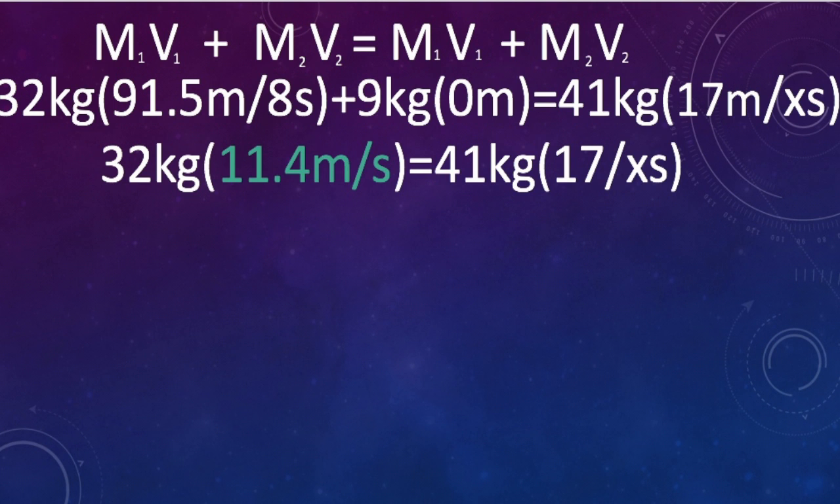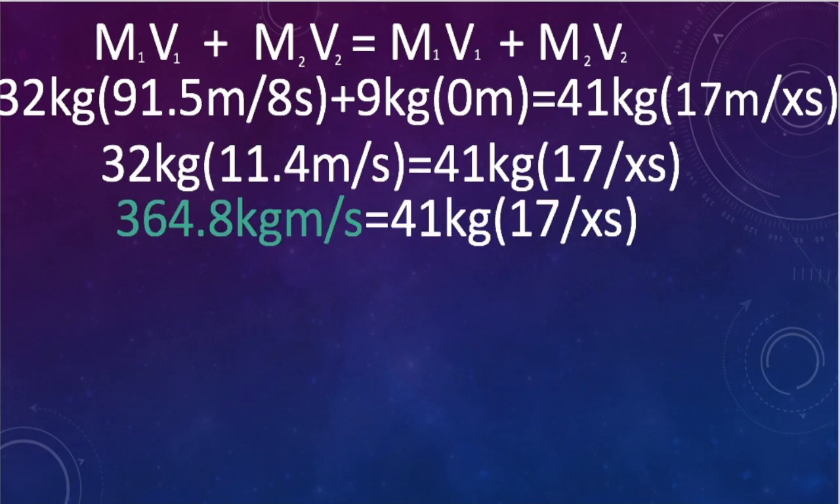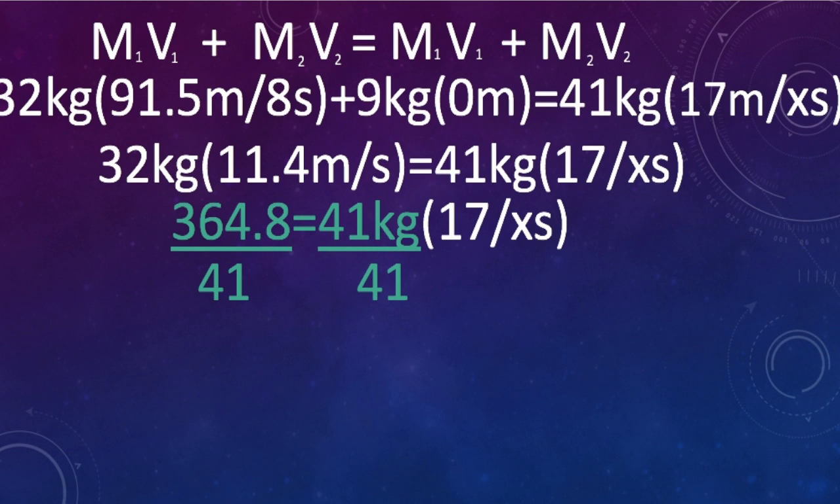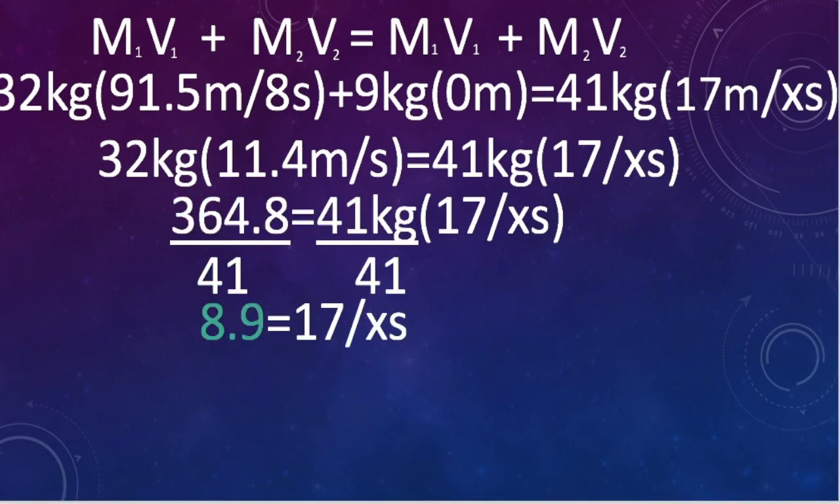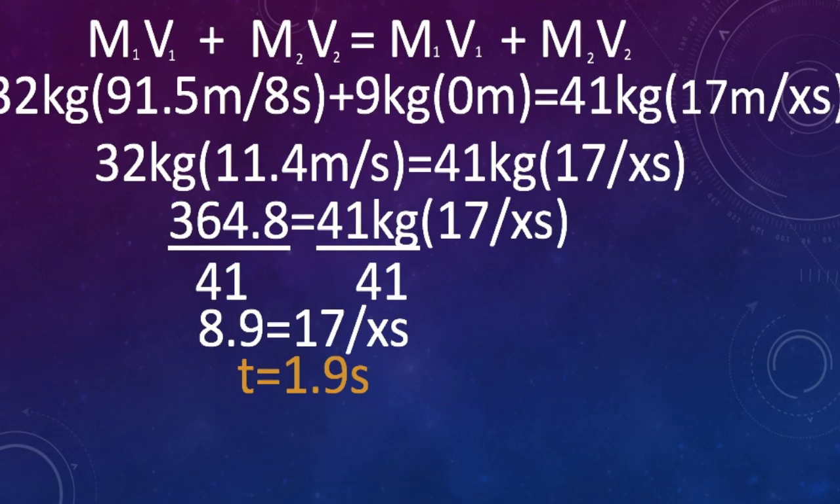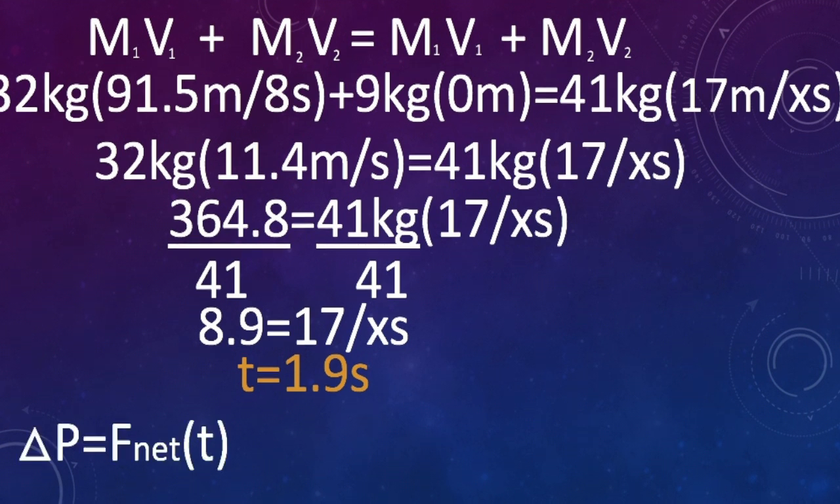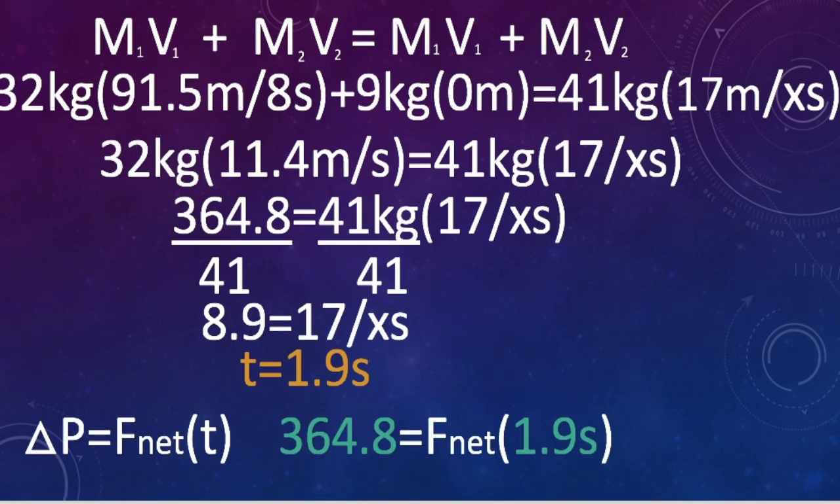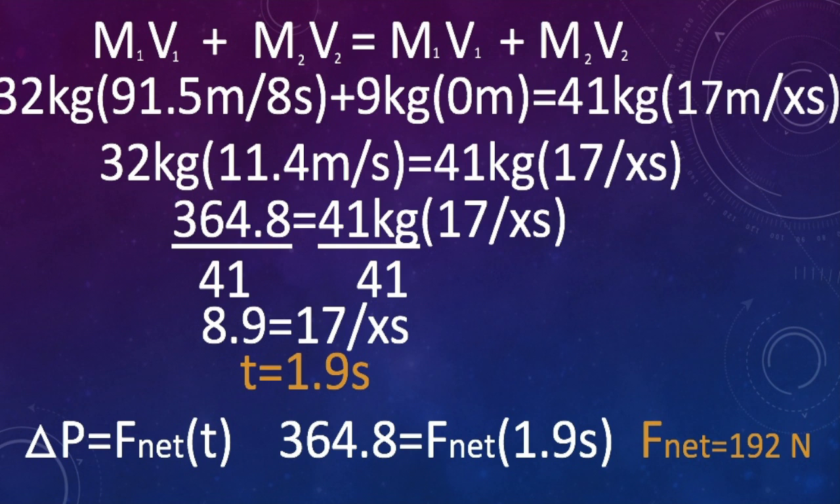First, you solve for the initial velocity and momentum. Then you divide both sides by 41, solve for x, and then you should get 1.9 seconds. Now we can calculate the net force of the tire on the girl using change in momentum equals force times time. When we plug our momentum and our time in, we get net force equals 192 newtons.